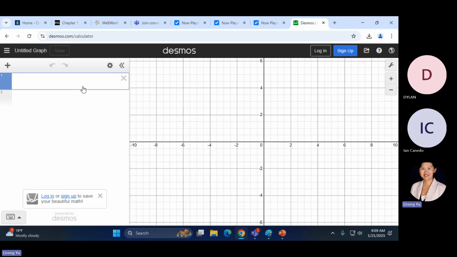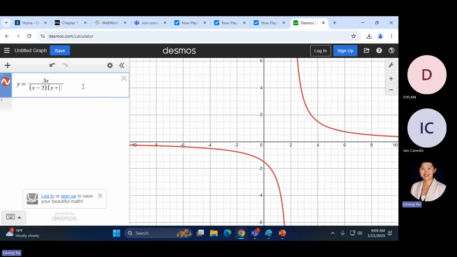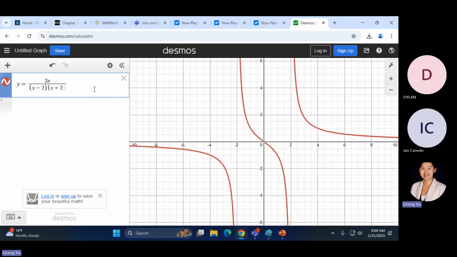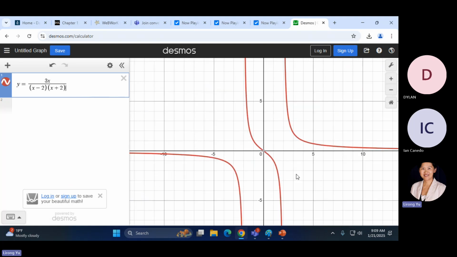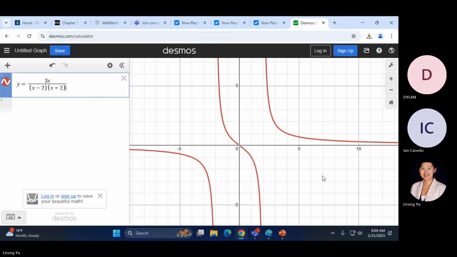All right, so we're talking about this function y equals 3x divided by (x minus 2) times (x plus 2), and the graph. You can see the graph is being separated into three parts: the left, the middle, and the right. So what we're looking for is this invisible wall that separates all these graphs.